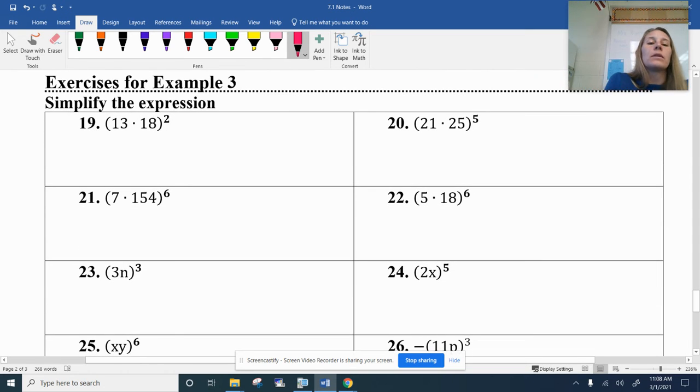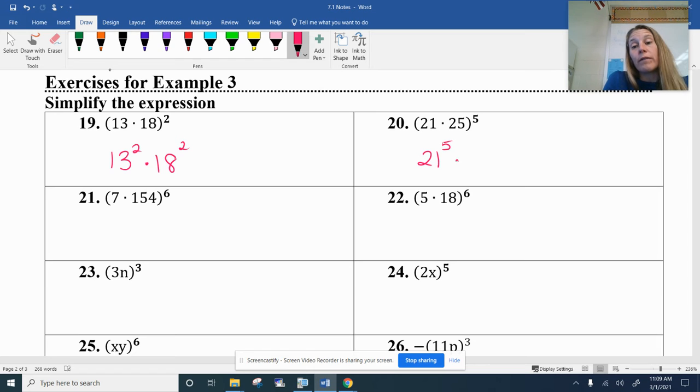So some practice examples for these. So this one, we can just leave it as 13 squared times 18 squared. Number 20, 21 to the fifth times 25 to the fifth. 21, 7 to the sixth times 154 to the sixth. 22, 5 to the sixth times 18 to the sixth.